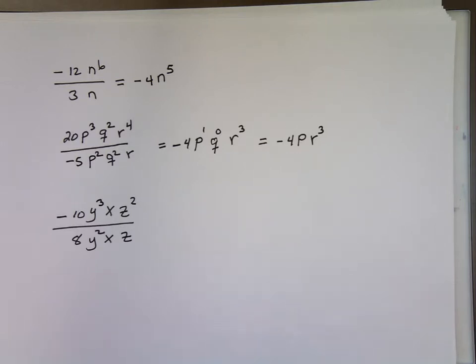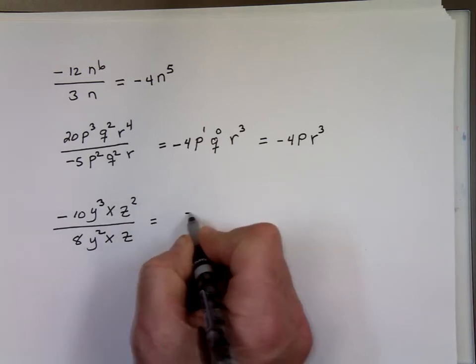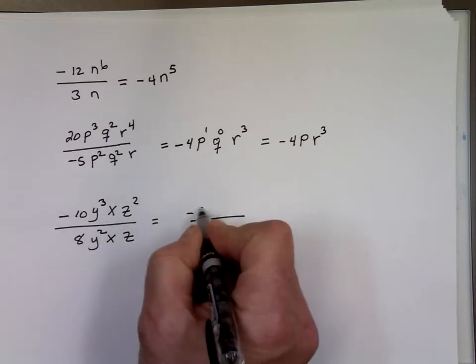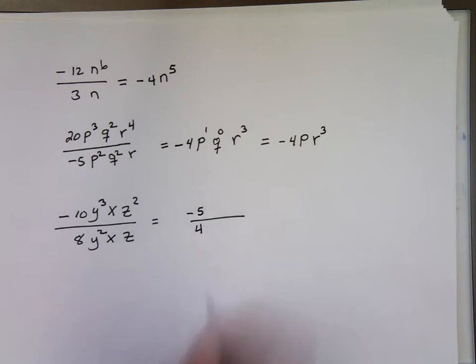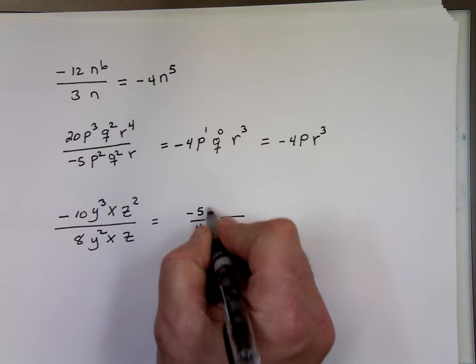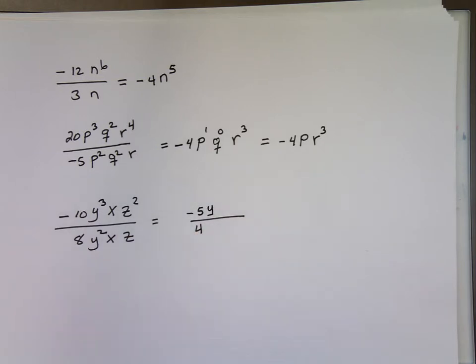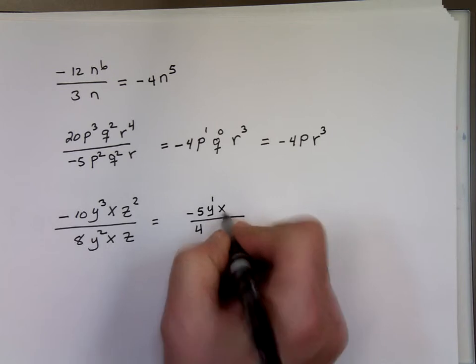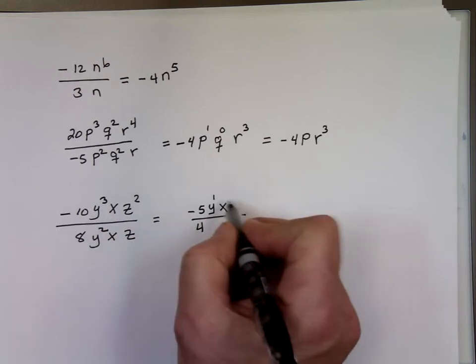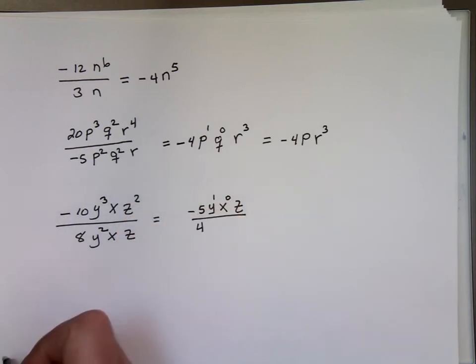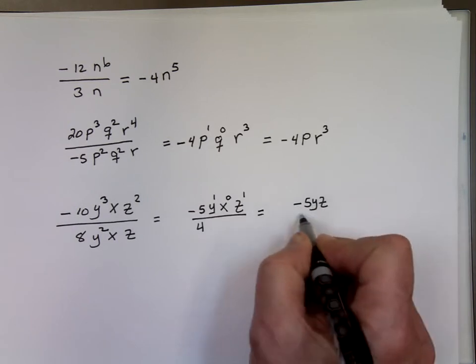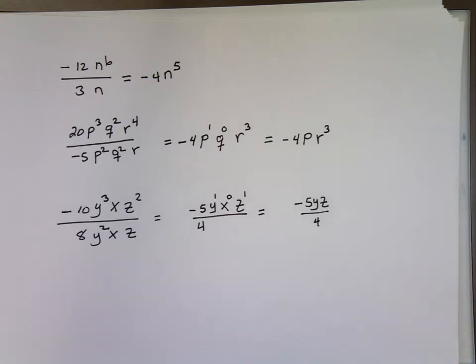Notice I can't really divide 10 by 8. I can simplify that, I can reduce it. If I take 10 and 8, I can divide them both by what? By 2. So 10 by 2 is 5, 8 by 2 is 4. Y to what power? Notice y always goes on the top. It's the top minus the bottom. 3 minus 2, 1. X to what power? The top minus the bottom? 0. Z to what power? Top minus bottom? 1. Clean it. Negative 5 y z over 4. X to the 0 is 1, and you drop it.